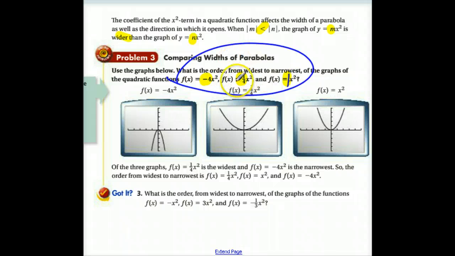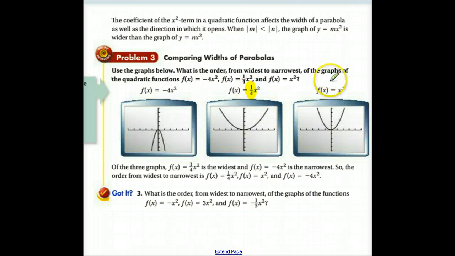So out of -4, 1/4, and 1, -4x squared would produce the skinniest parabola. 1/4 would be next, right here. And then 1 would be the order. So when we have coefficients like 1/4, 1, and -4, our widths will all be different for our parabolas.